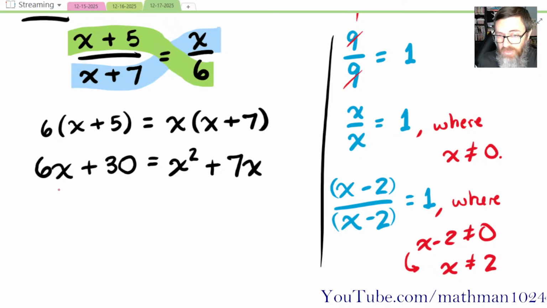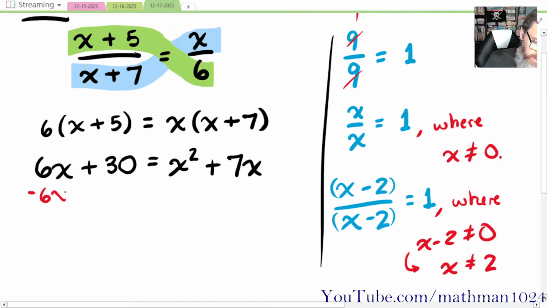Question, square root? I'm not sure what you mean by square root. Well, let's see. Let's get everybody to the same side first, and then we can reassess.